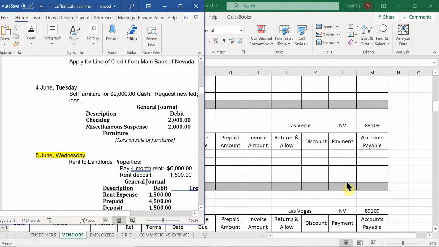I will call it a day if it comes to that point. So now we're coming back right here. Let's resume. So here's where we left off. Now it's a brand new day. It is now Wednesday, June 5th.